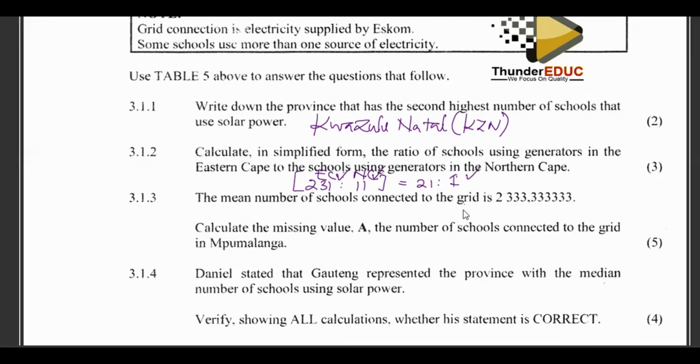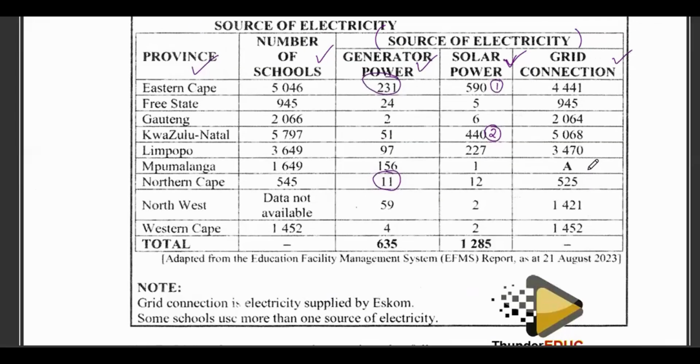Okay, here we go. The mean number of schools connected to the grid is 2,333,3333. You see that? These are commas. So, calculate the missing value A, number of schools connected to the grid in Mpumalanga. So, A is missing. Because here we say Mpumalanga, these are the number of schools in Mpumalanga. Look at that. We have this much.